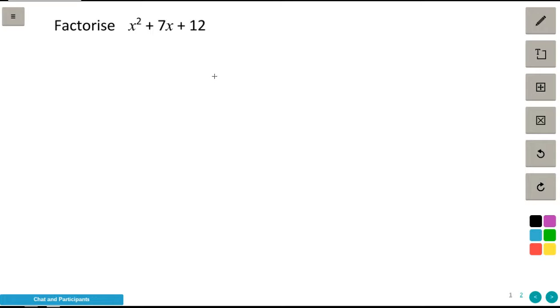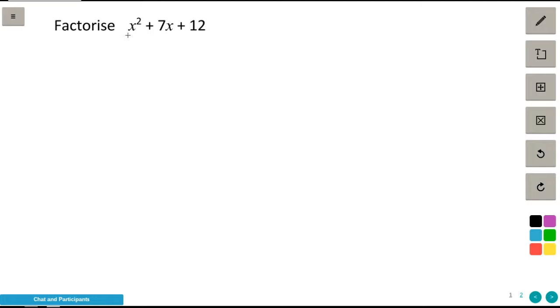Okay, so we're being asked to factorize this expression here, and the first thing that we should always check when we're doing any form of factorizing problem is to see if there are any common factors to all of the terms. But we quickly discover with this that there is nothing common between all three of these terms.